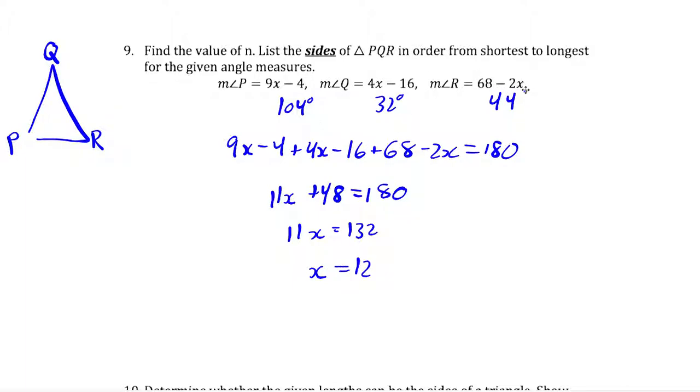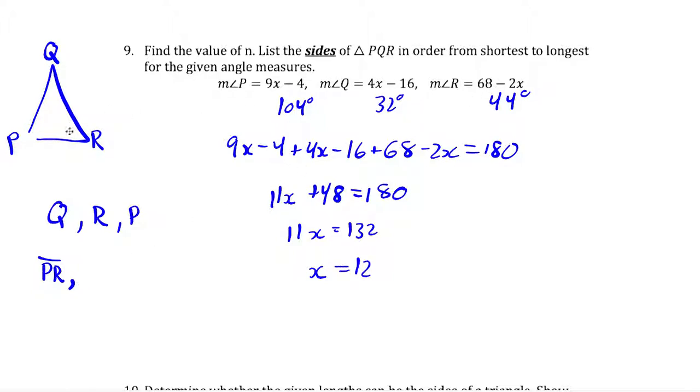So the smallest angle here is Q. So that means that that's going to open up to the smallest side. So the order of the angles are Q, R, and P. So then Q opens up to the side PR. So that's why PR is the smallest side.